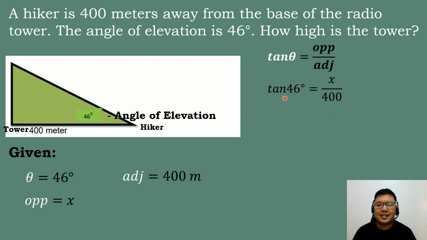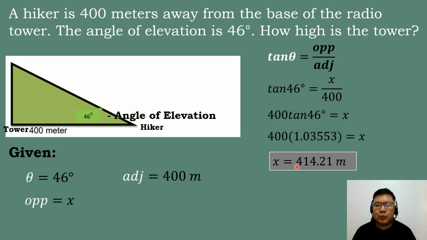So tan 46 degrees times 400 will be 400 tan 46, and then x times 1 will be equal to x. After this, we will just press tan 46 degrees on our calculator, and that is equal to 1.03553, and then multiply it by 400, and that will be equal to 414.21. Therefore, the height of the tower is 414.21 meters. So let's solve our next problem.